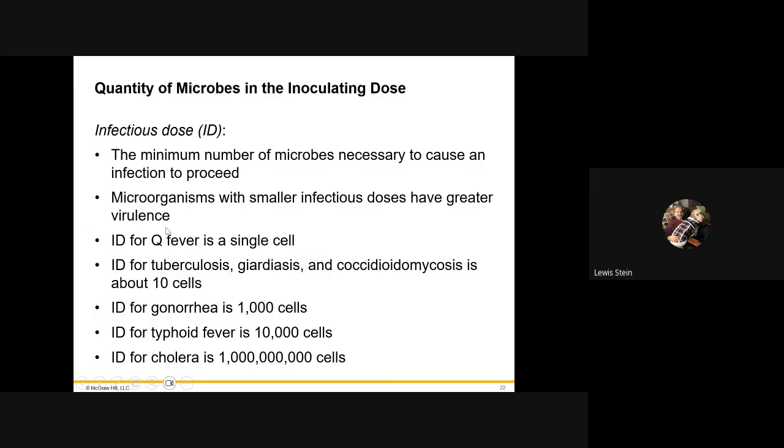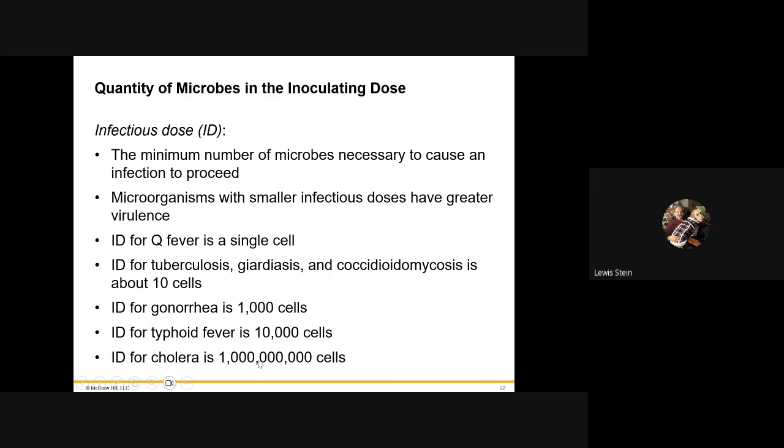Q fever, which I don't even know what that is off the top of my head. It's very little of it around. One. TB, giardiasis, coccidioidomycosis, which is valley fever. Giardiasis, my kids got from contaminated water. 10 cells. TB, one of the problems with TB, even though it's a small dose, your immune system can deal with it, but it needs continuous exposure to take hold. Gonorrhea, extraordinarily, that's a small dose.